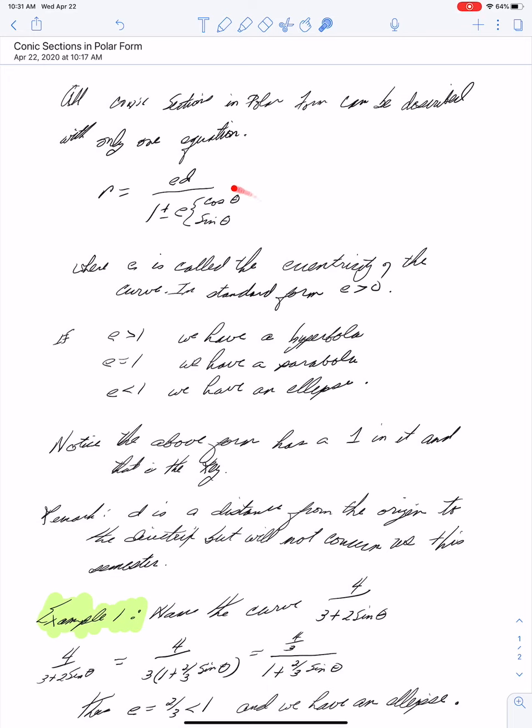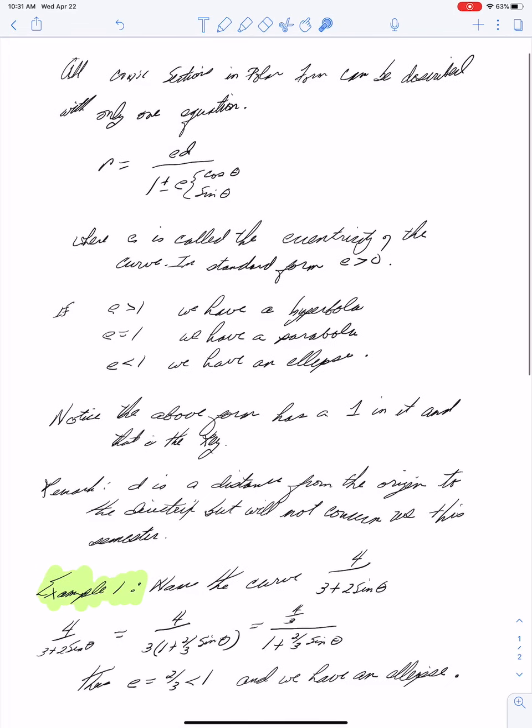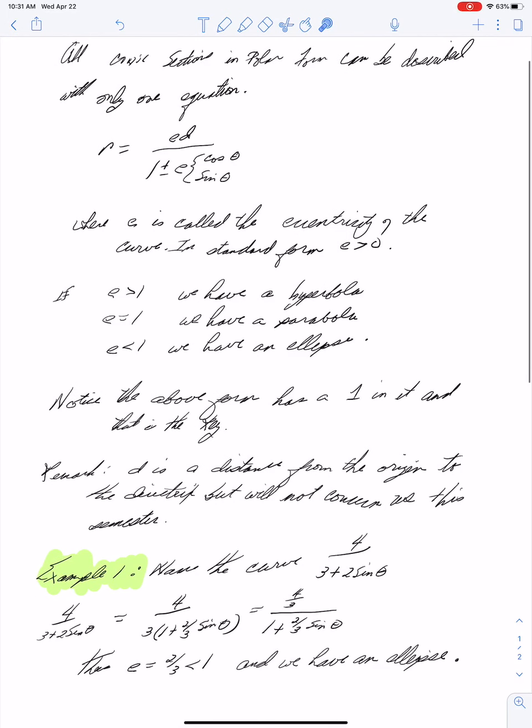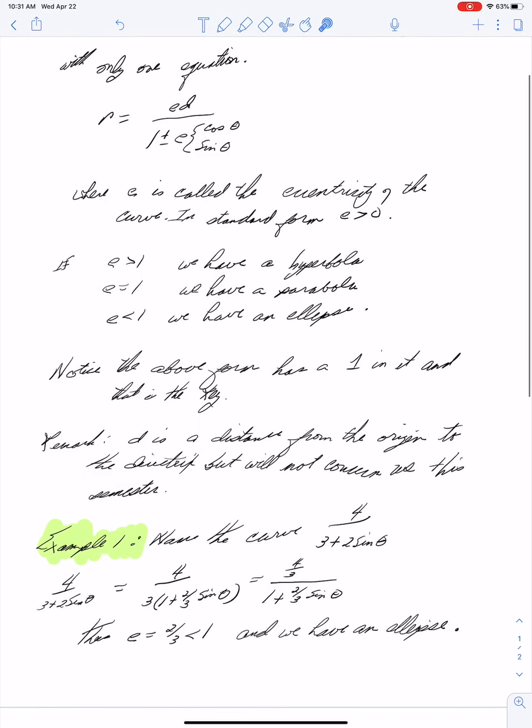So there is standard form. Once you put it in that form, you can determine what kind of conic section you've got. In particular, if e is greater than 1, we've got a hyperbola. If e is equal to 1, we have a parabola. And if e is less than 1, we have an ellipse. And remember, e is always greater than 0. So bottom line, put it in this form, figure out what e is, and you can tell me which of the conic sections it is.